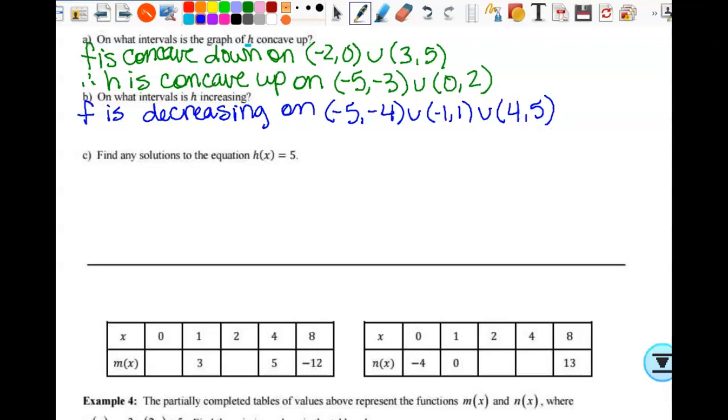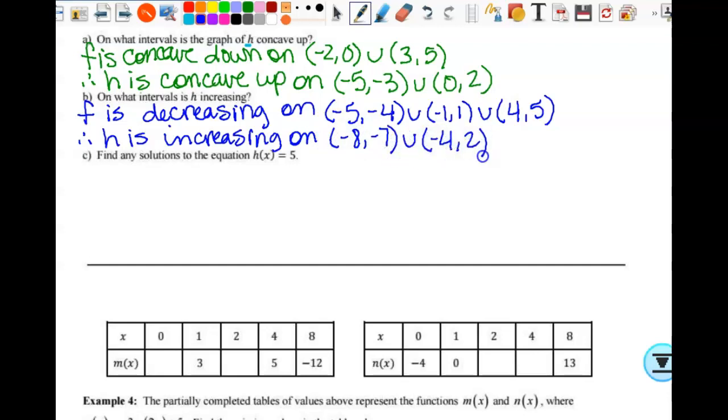What do I do next? Therefore, therefore H is what? Increasing. Good. Good. All right, we all good with that? Any questions at all? Okie dokie.